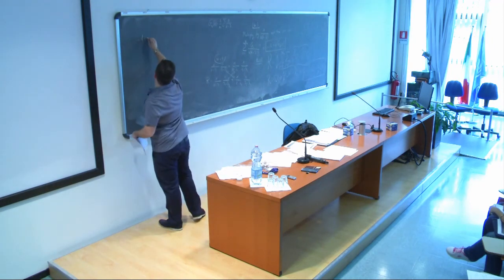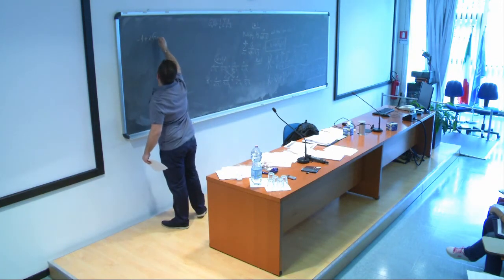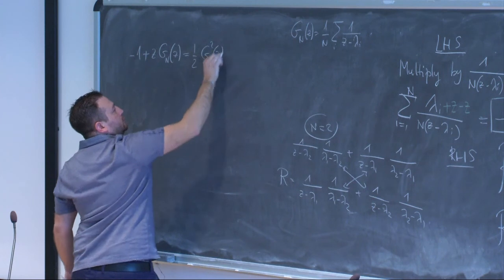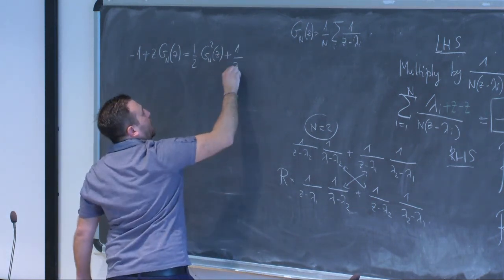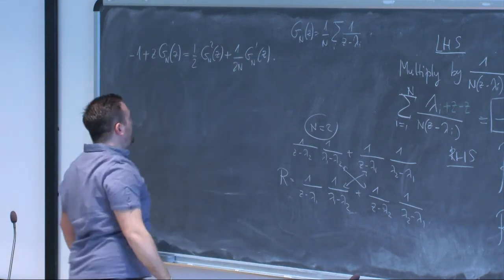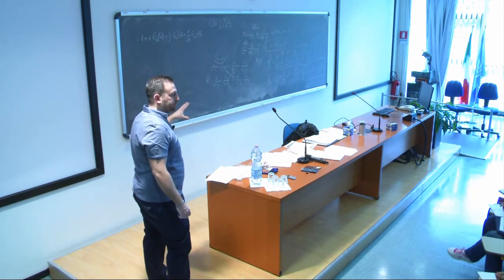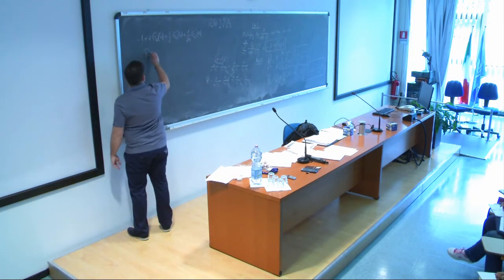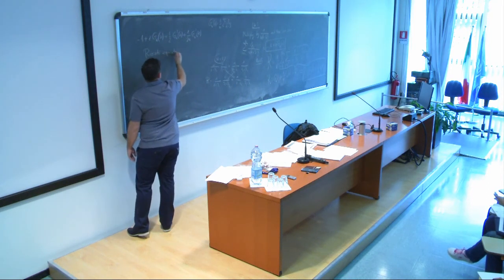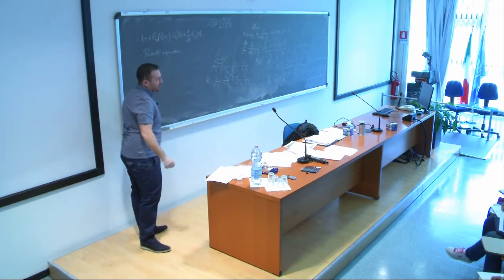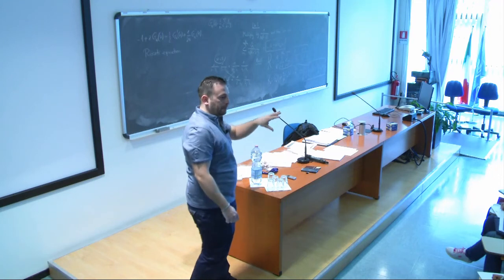So the equation that we want to solve would be, in principle, plus 1 over 2n gn prime of z. So in principle, we could try to solve this differential equation. So let's classify this differential equation. It has a name. Riccati. Yes. Excellent. So this is a Riccati equation, from the name of the Venetian nobleman who first studied it. Its first derivative equal to a second degree polynomial. Okay? This is a Riccati equation.